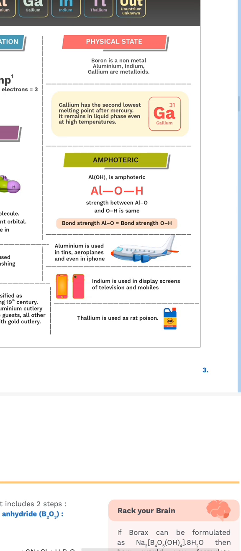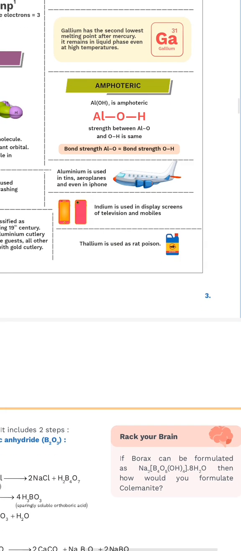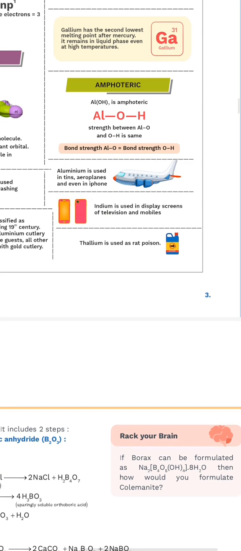Physical state. Boron is a non-metal. Aluminium, indium, gallium are metals. Gallium has the second lowest melting point after mercury. It remains in liquid phase even at high temperatures. Amphoteric. Aluminium hydroxide is amphoteric. Strength between aluminium and oxygen and between oxygen and hydrogen is same.